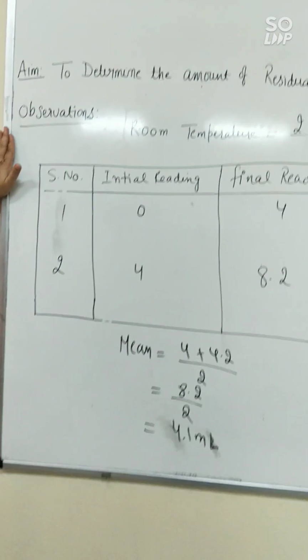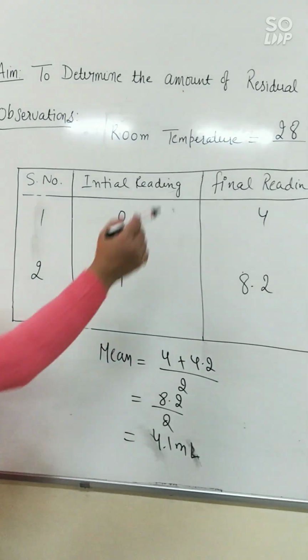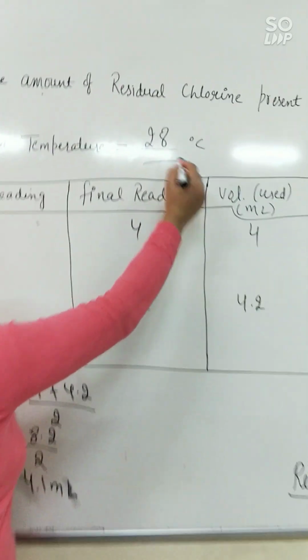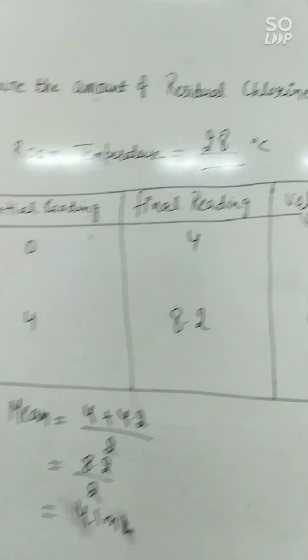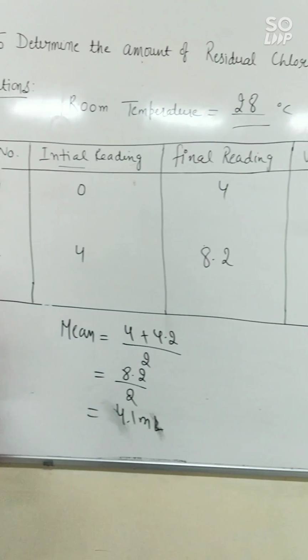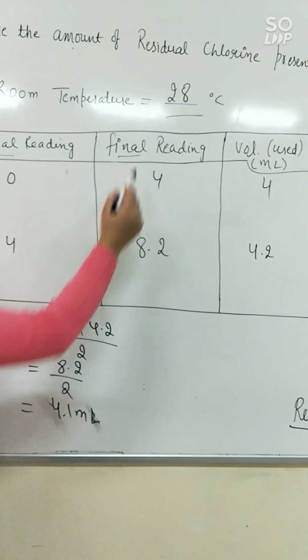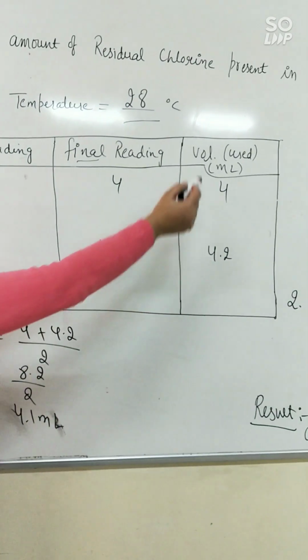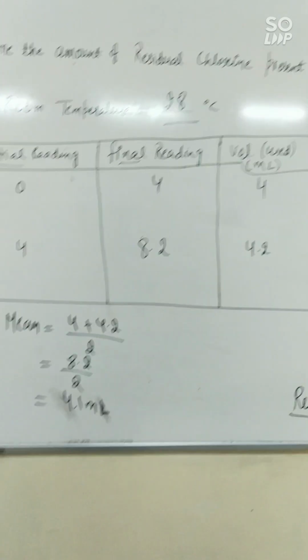So next are the observations. Firstly, the room temperature is 28 degrees Celsius. This is your observation table. We have to prepare 4 columns. One is the serial number. Second is the initial reading from the burette. Next is the final reading, again from the burette. And the last column is the volume used of hypo solution.